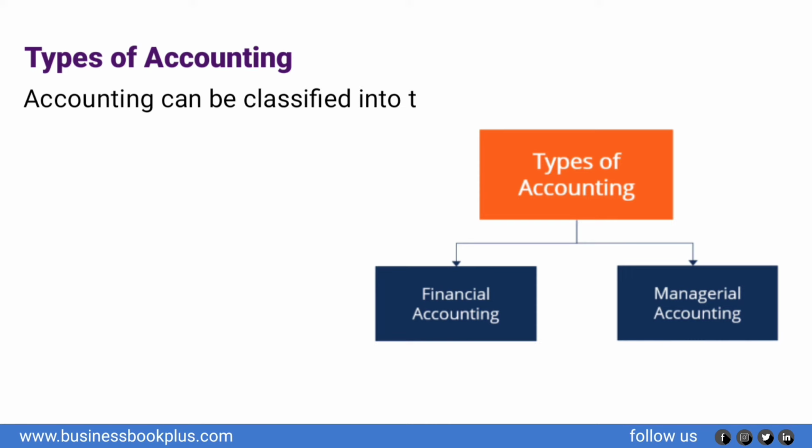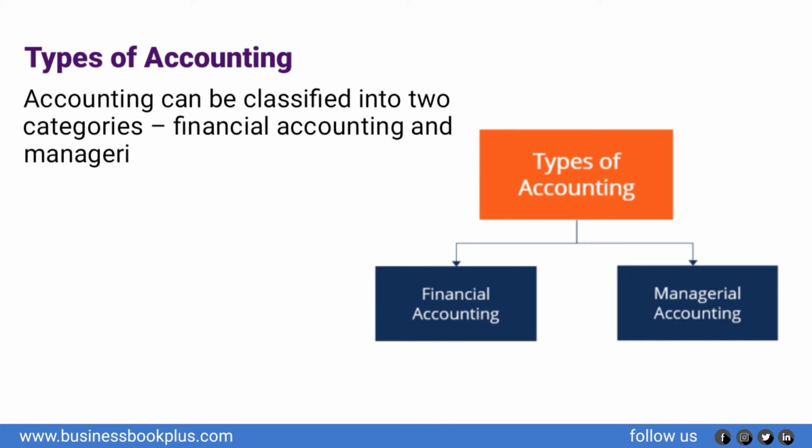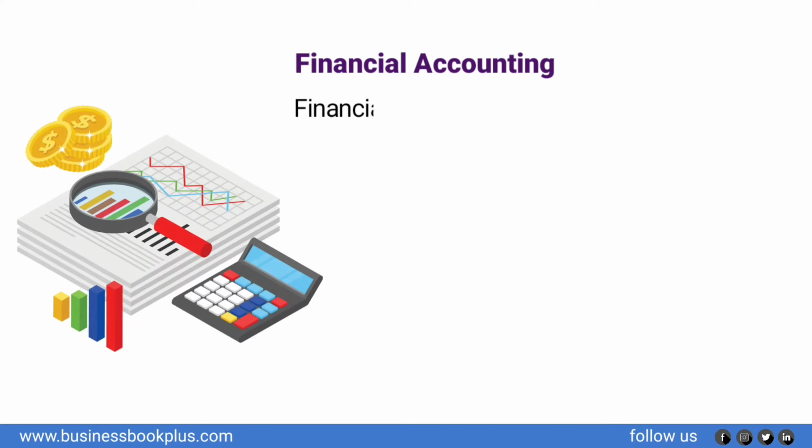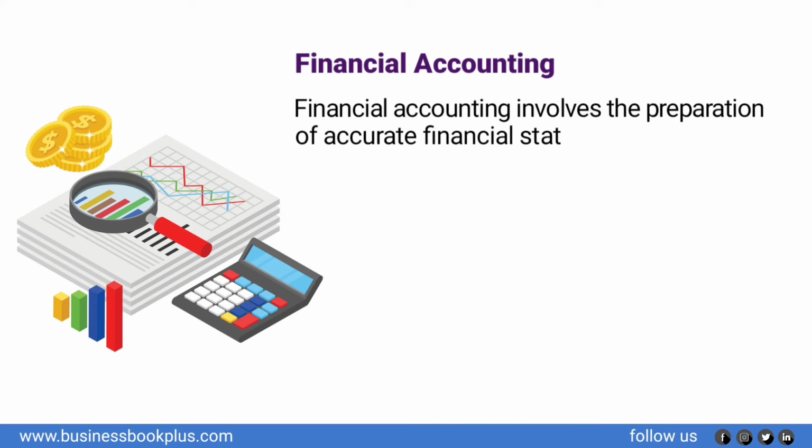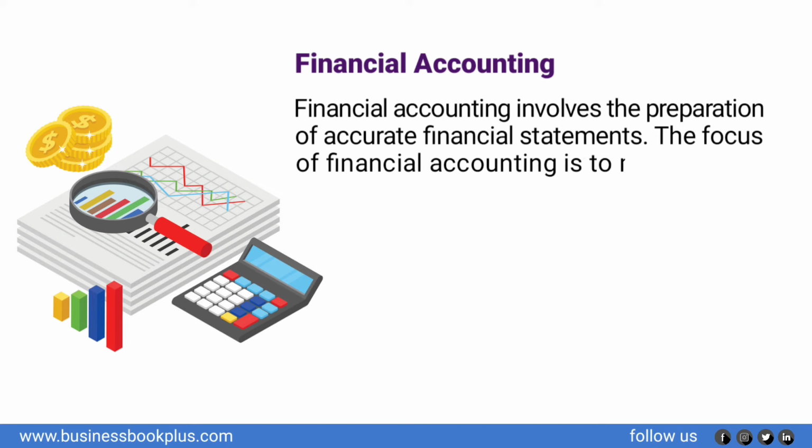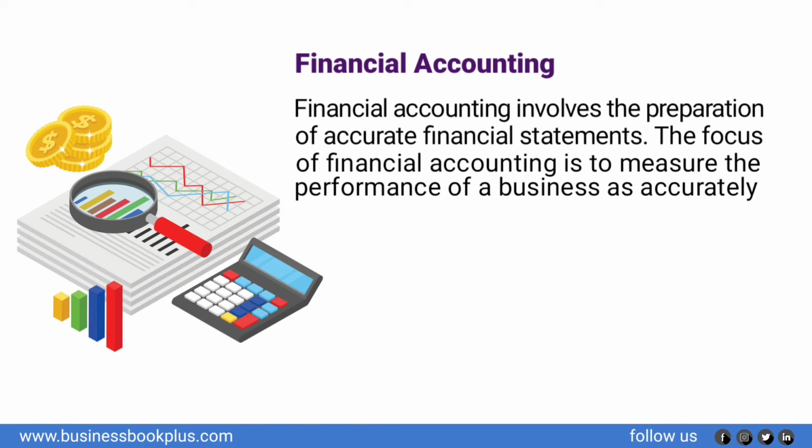Types of accounting. Accounting can be classified into two categories: financial accounting and managerial accounting. Financial accounting involves the preparation of accurate financial statements. The focus of financial accounting is to measure the performance of a business as accurately as possible.